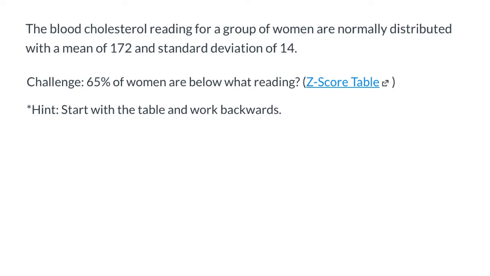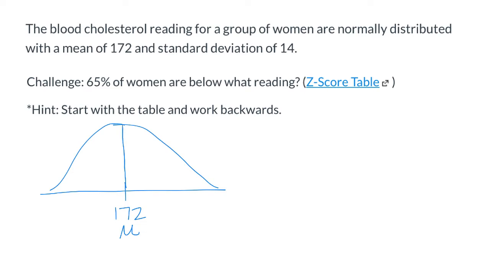Okay, so this is the same situation. It says normally distributed, the mean is 172. I'm going to draw this again. And a standard deviation of 14. And it says 65% of women are below what reading? So we want to find a value on our number line where 65% is below that value. For example, 50% is below 172 because it's right in the center. 65% would be below some value greater than 172.